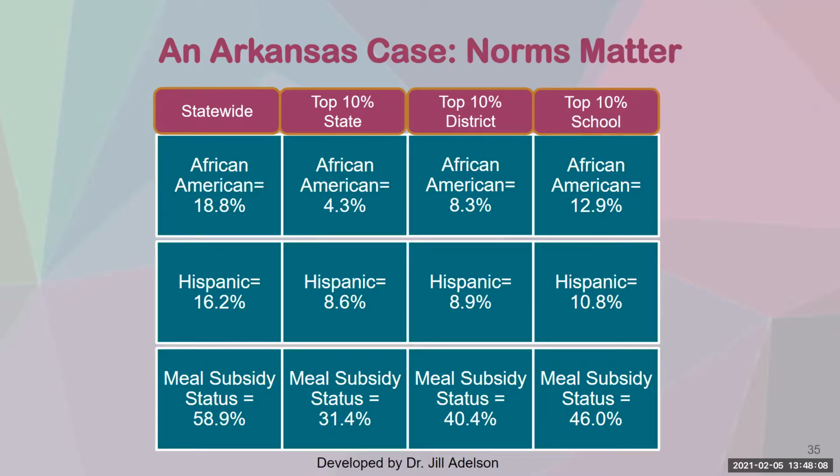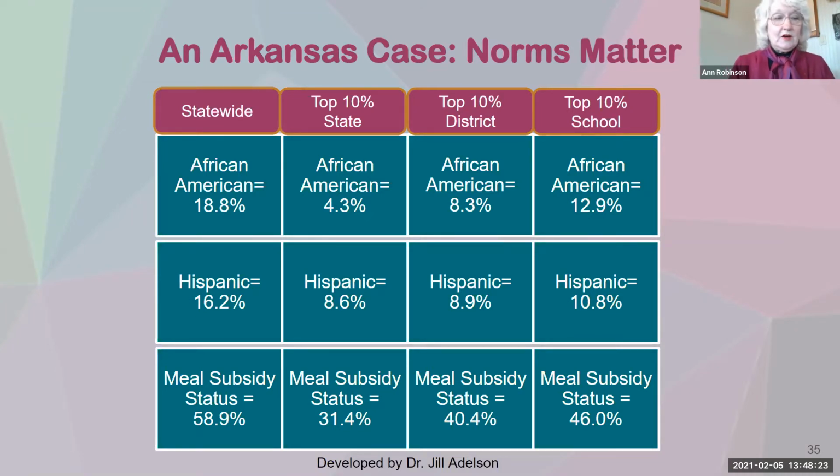Shift a column to your right and you see what happens when Jill sliced the data in another way. She looked at what happens when we use district norms. And we have small rural districts, large urban districts, suburban districts.